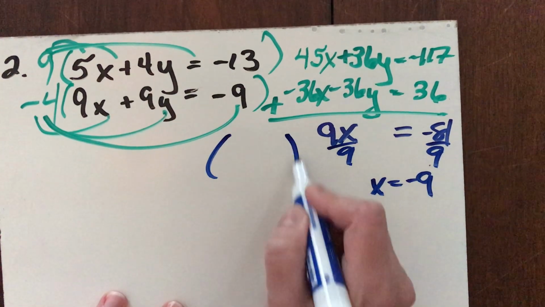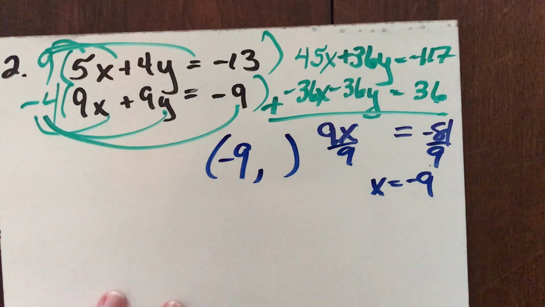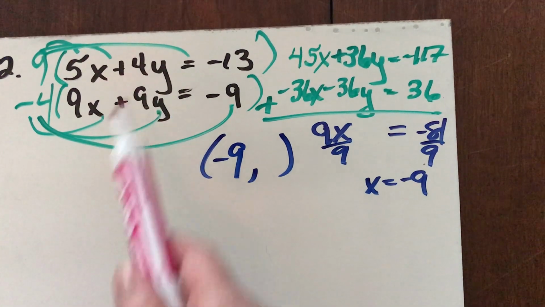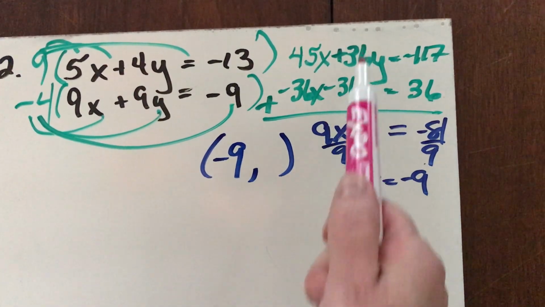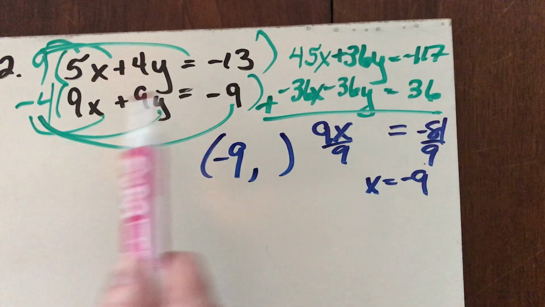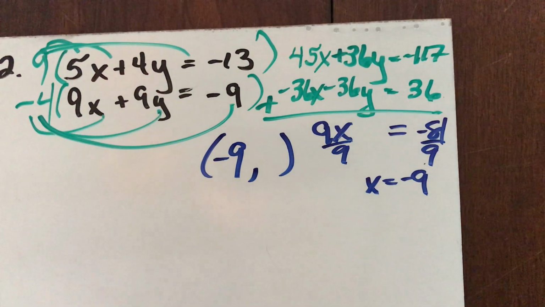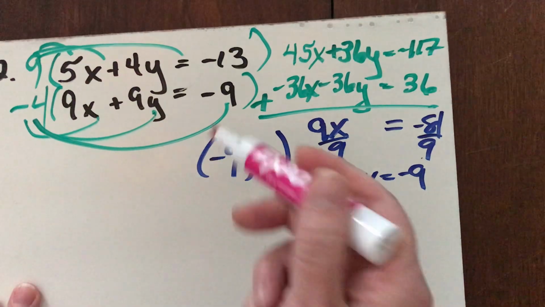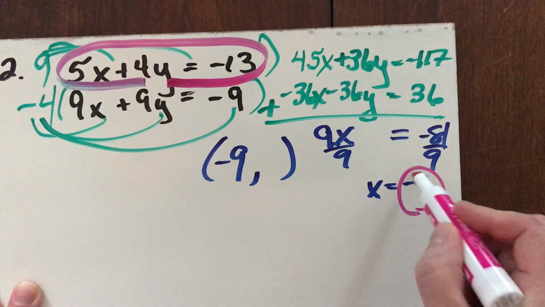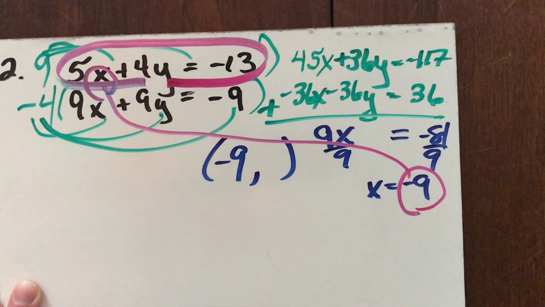So I know my lines are going to intersect. x is negative 9. Now how do you find y? All right, again, you've got 4 equations to choose from. You've got 2 of the original, or you've got 2 of the new ones. Again, those numbers are big, I don't want to mess with those. So I'm going to use one of the originals, and they both have the same number of positive and negative signs. So I'm just going to use the top one. And the negative 9 is going to go in place of the x.